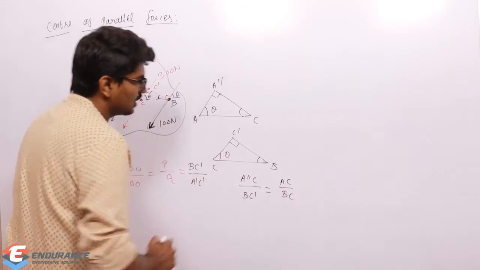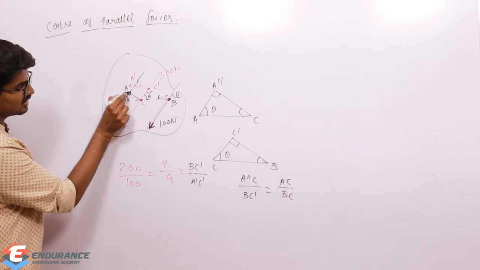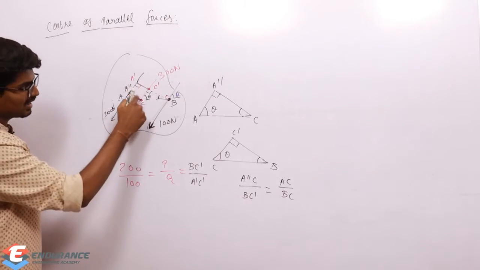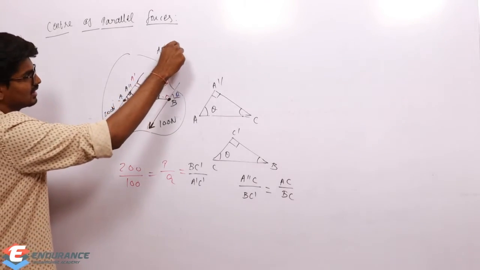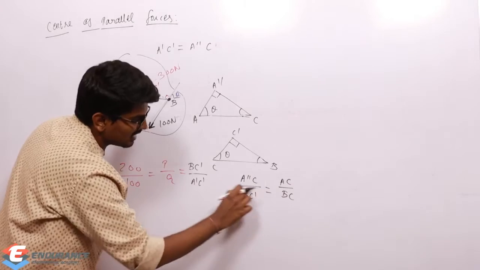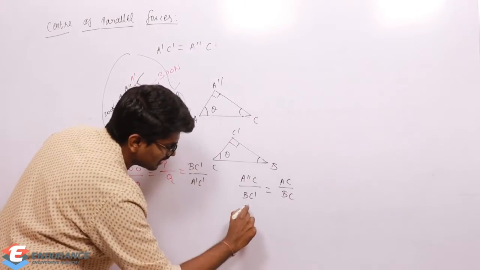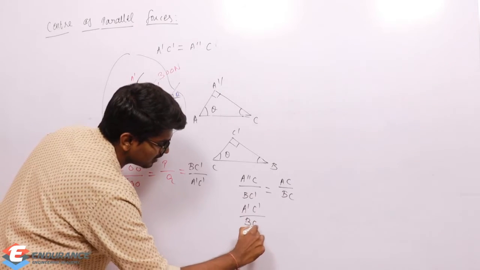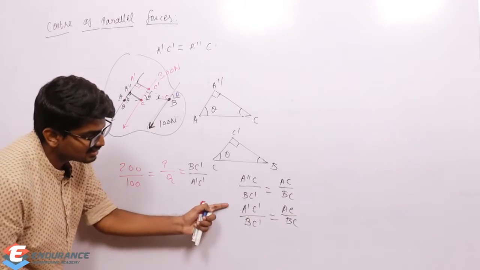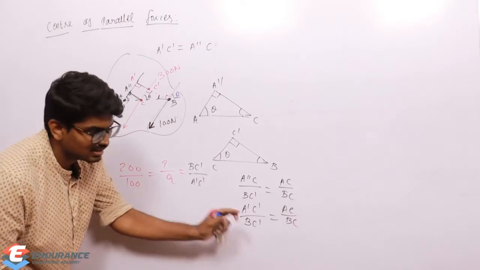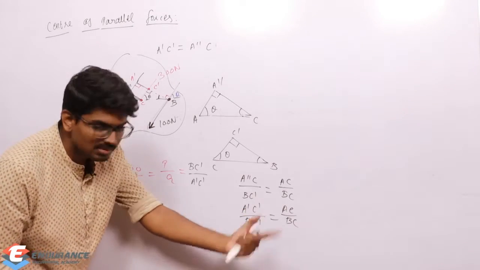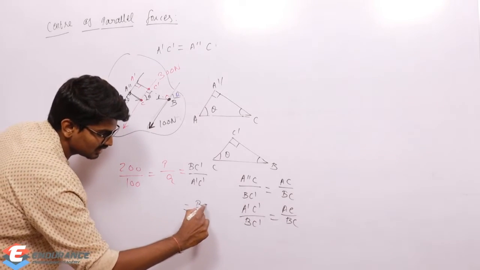Now, this is A double dash C, and this is A dash C dash. Those two are parallel, so A dash C dash will be equal to A double dash C. So instead of A double dash C, I can write A dash C dash by B C dash, which is equal to AC by BC. Now, if I reverse it, then BC dash by A dash C dash will be BC by AC. So in place of this, I can write BC by AC.